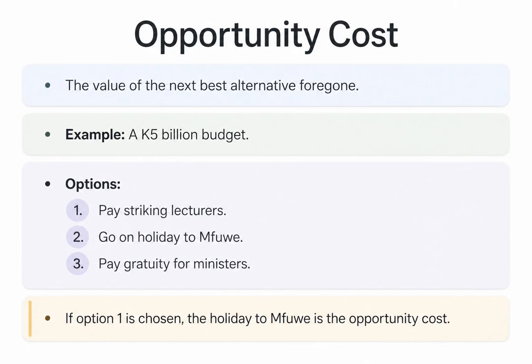When we make a choice along that PPF, we give something up. This is called opportunity cost. It is defined as the value of the next best alternative foregone. For example, imagine a government has a budget of 5 billion kwacha. They can either pay striking lecturers, go on a holiday, or pay minister gratuities. If they choose to pay the lecturers, the opportunity cost is the holiday they had to give up.